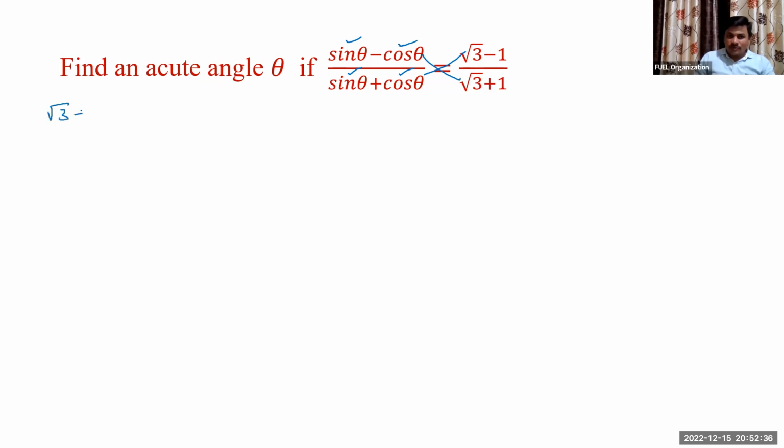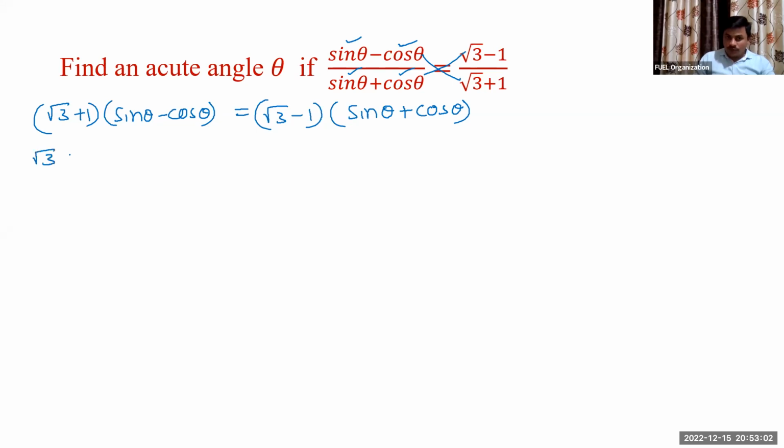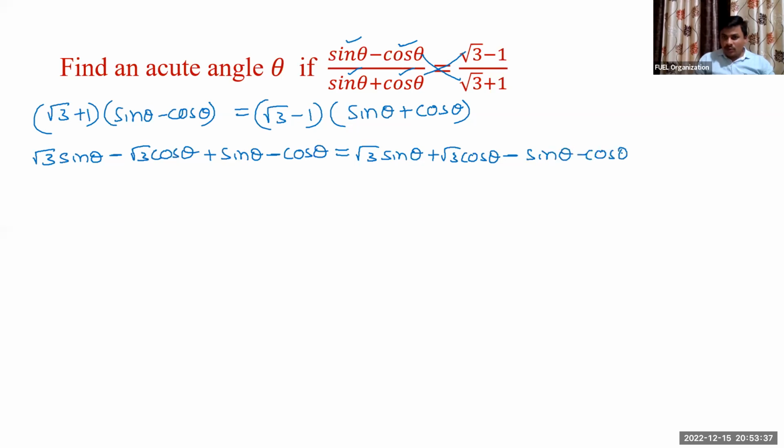So if you cross multiply, square root of 3 plus 1 into sine theta minus cos theta is equal to square root of 3 minus 1 into sine theta plus cos theta. So binomial multiplication: root 3, you should multiply with both sine and cos. Square root of 3 sine theta minus square root of 3 cos theta. Later, you multiply with plus 1: plus sine theta minus cos theta. So the LHS part is over. On the RHS side, what you are having: root 3 sine theta plus root 3 cos theta minus sine theta minus cos theta.